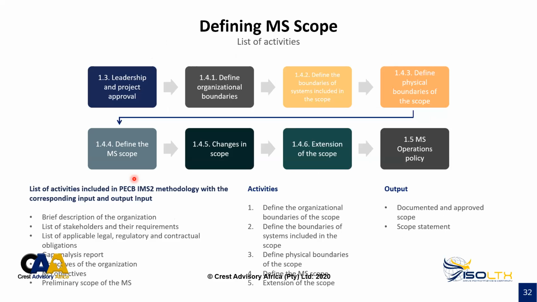And then defining your scope, there's a few activities that you need to do. So this is what we have talked about: defining your organizational boundaries, defining the boundaries of the system, defining the physical boundaries, defining your management system scope, changes to the scope, we will talk about that, extension of the scope as well, and what is your operations policy after that.